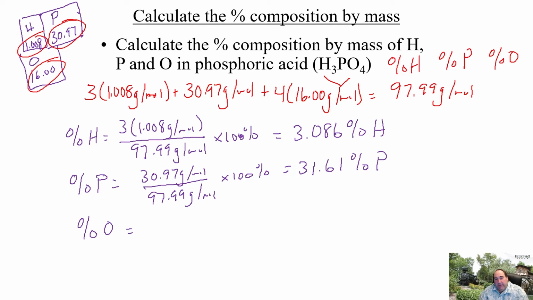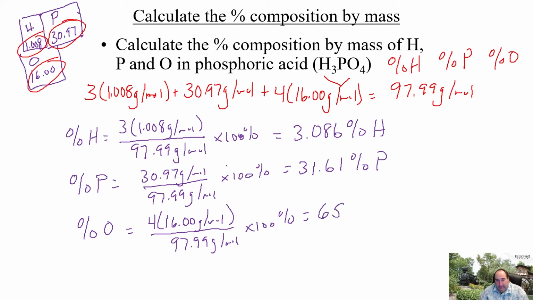Lastly, here we could do it for oxygen. Percent of oxygen, there's actually 4 in this case. 4 times 16 grams per mole divided by 97.99 and times 100% gives us 4 times 16 divided by 97.99 and times it by 100%. Going to get us 65.31% oxygen.